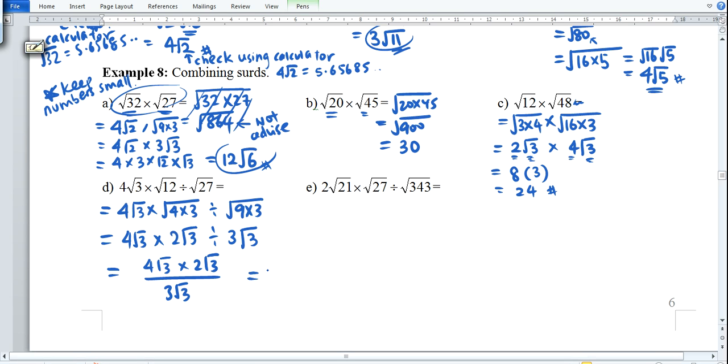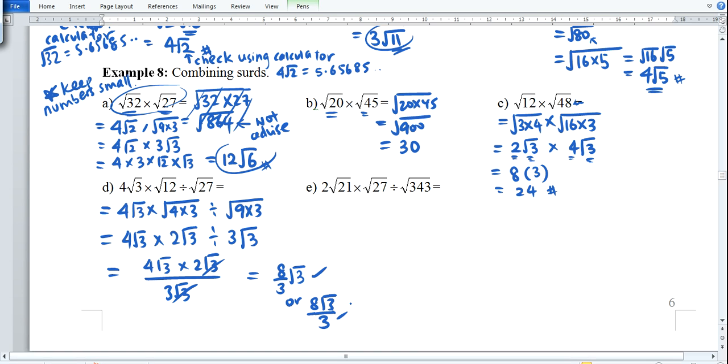So basically I can cancel a square root 3. Then I will be left with 8 over 3 square root 3. You can write it this way, or you can write it as 8 square root 3 over 3. They are the same.